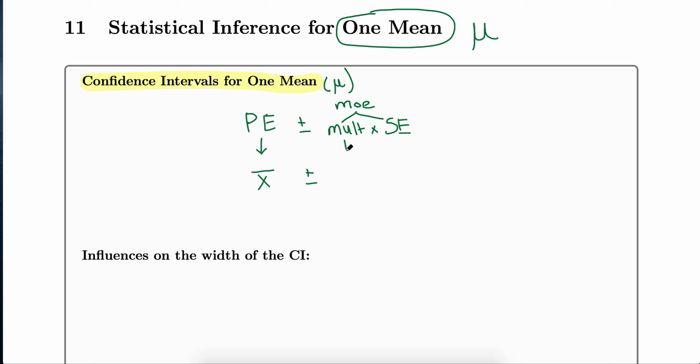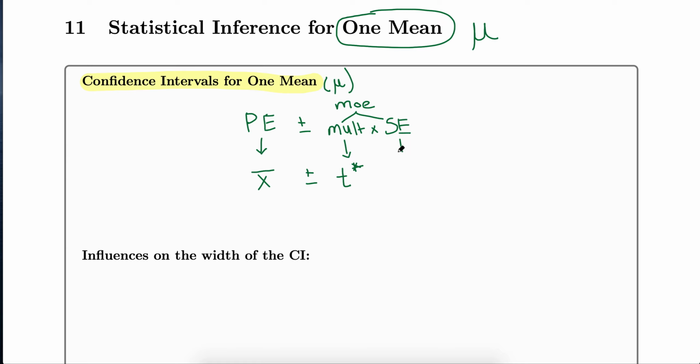When we were talking about proportions, our multiplier came from the normal distribution and it was called z star. Now we're going to call this t star. We're going to find this in the second video, so I'm not going to go into too much detail now, but it is very similar.